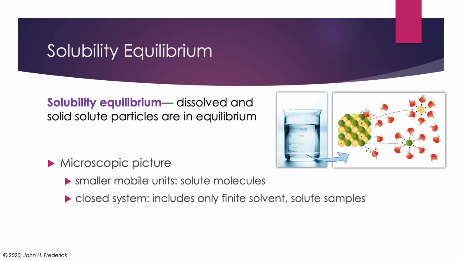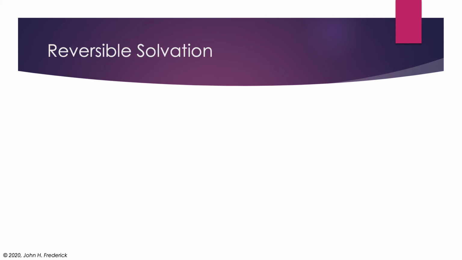We know that it's a closed system because typically when we're dissolving something, we've added a finite amount of solute, we have a finite amount of solvent, and we're not adding any more to it, so it's a closed system. What we haven't established yet is reversible dynamics, although I will say that we're pretty confident that this does happen in the case of solubility and solvation. So let's talk about reversible solvation.